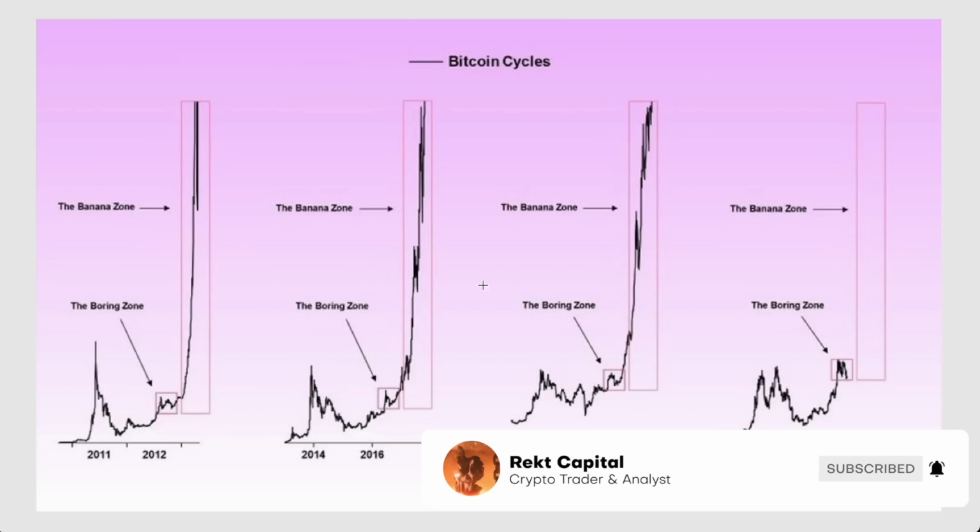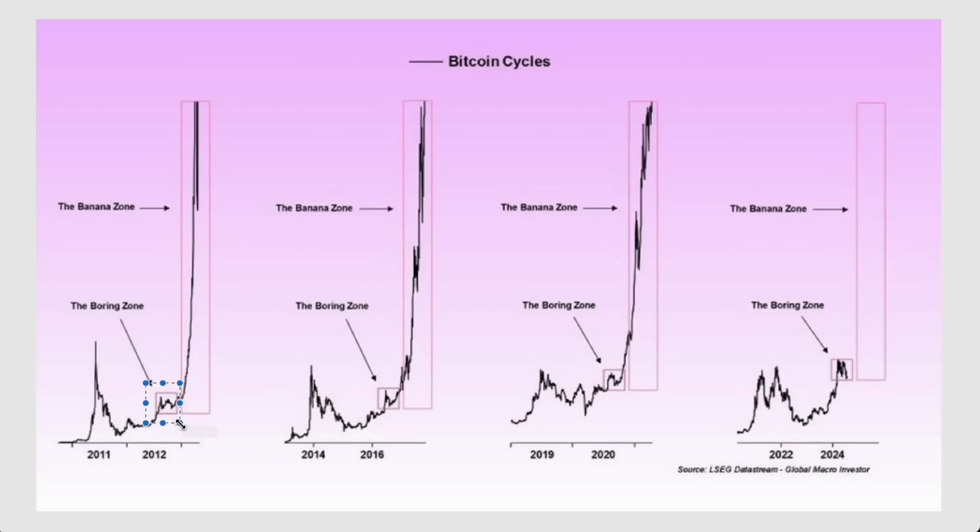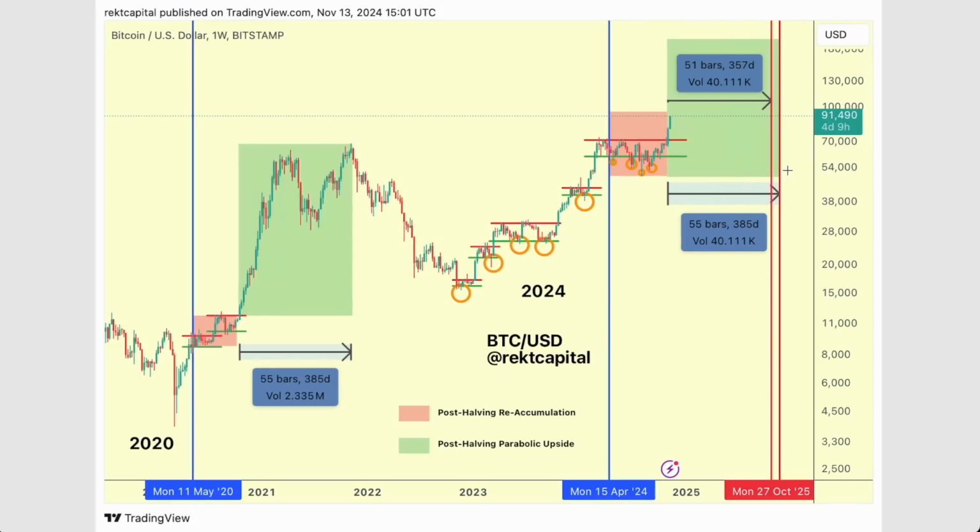And let's dive right into it. So we're very familiar with the boring zone and the banana zone. The boring zone tends to occur for quite a few months after the halving event, but that tends to precede parabolic price action towards the upside. And we've seen this across cycles from 2012 to 2016 and of course 2020 to then really transitioning into this cycle, 2024, and now we are in the banana zone very firmly.